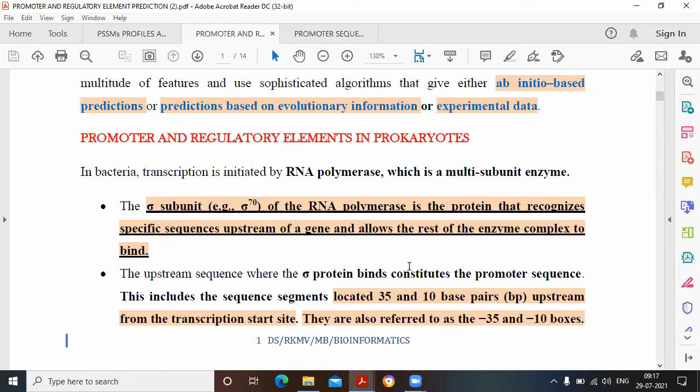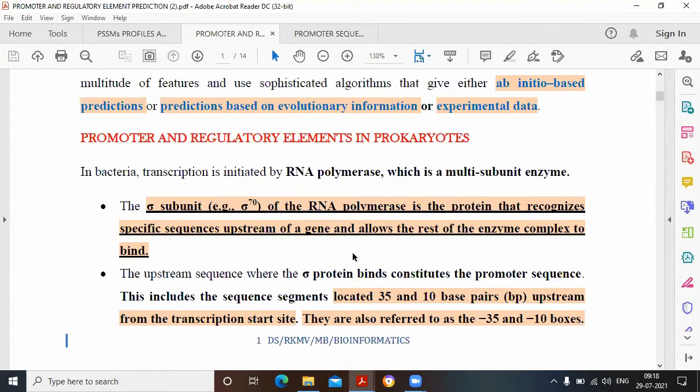So majorly for RNA polymerase, in maximum cases for the prokaryotic system we can find sigma 70. The 70 stands for the molecular weight of the sigma protein. This is the major component of RNA polymerase, rather than a transcriptional factor.